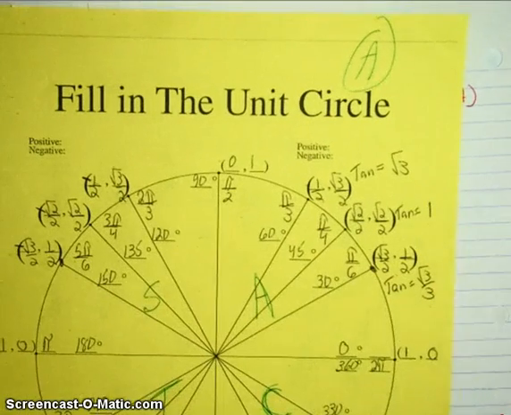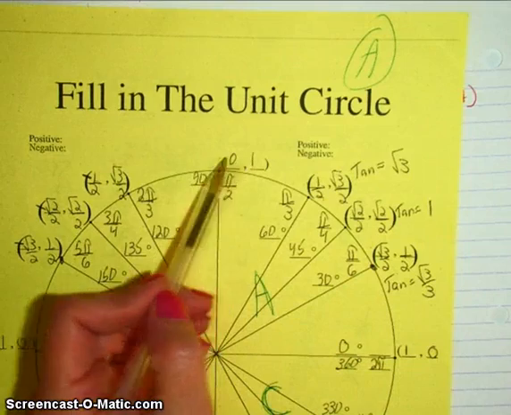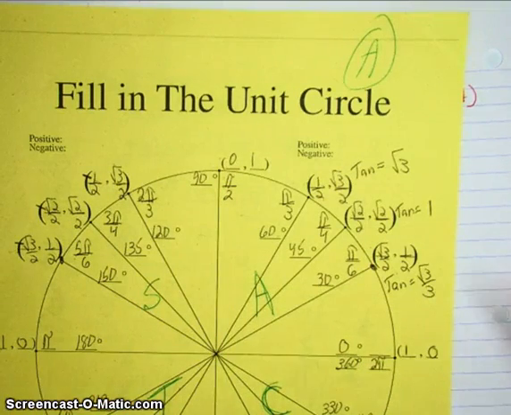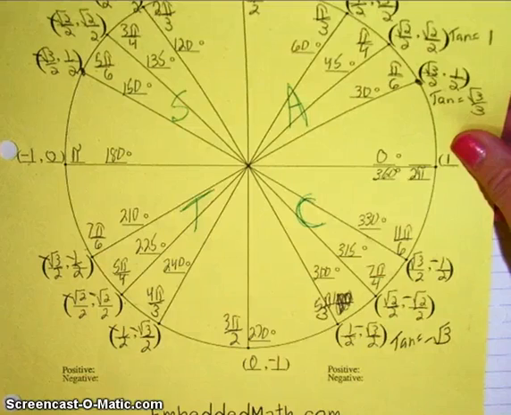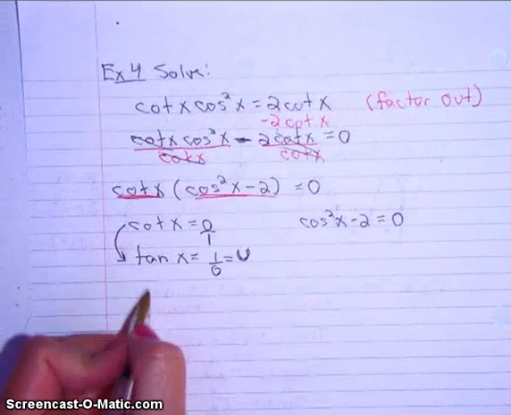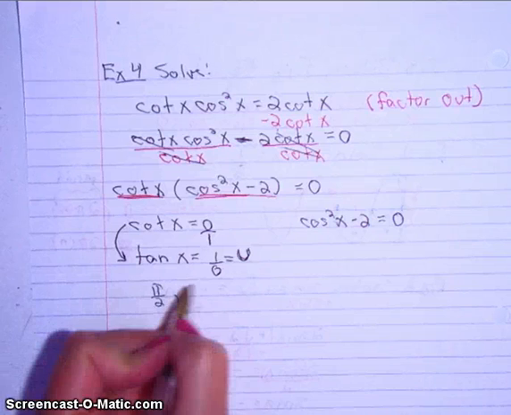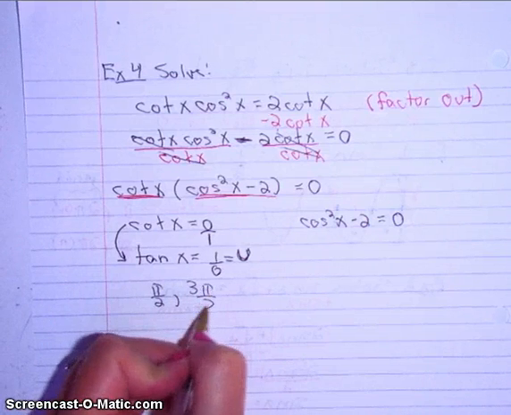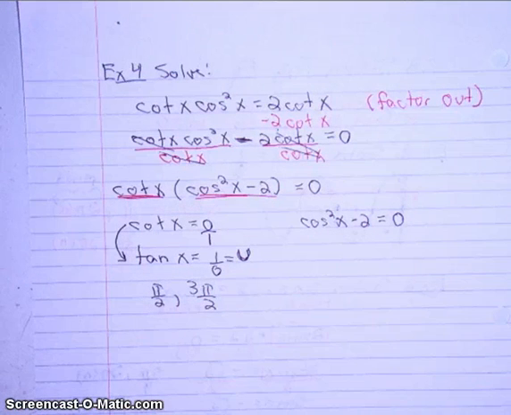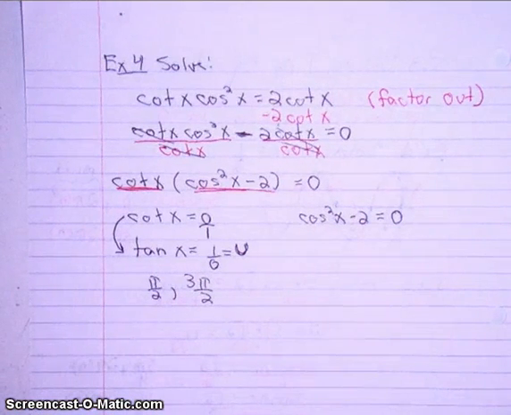Now we have to find the spots on our unit circle where tangent would be 1 over 0. So let's look at the top two quadrants. Pi over 2, it would be 1 over 0. Okay? And where else is tangent undefined? 3 pi over 2. Very good. So pi over 2, 3 pi over 2. Now maybe that's only half the answers because we have to go over to the other side.